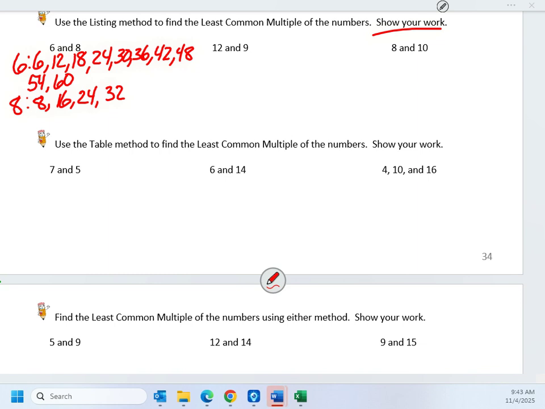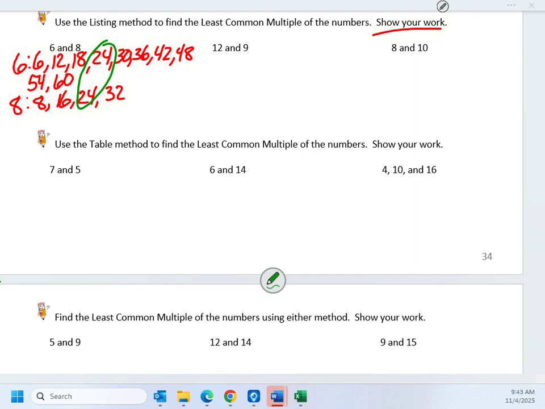Do I have to keep going? No. Why can I stop, Vinny? Because there's a 24 there, and once it gets bigger, because it's finding the least. Yeah, I already found my least one.